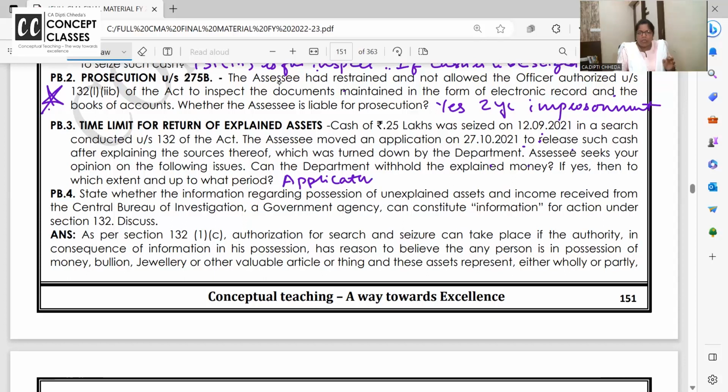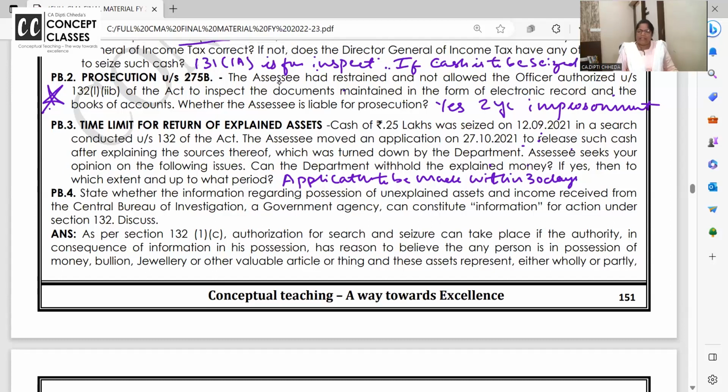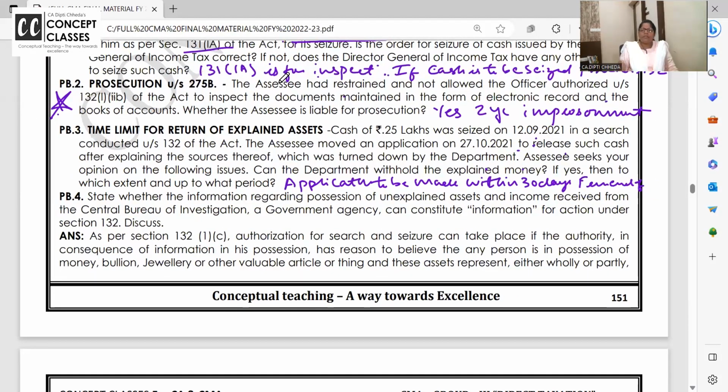Application, likho please. I want you all to write the answer. Application to be made within 30 days from end of month. मतलब 30 सितंबर से 30 डेज के अंदर एप्लीकेशन करना था. किसको? डिपार्टमेंट को कि एक्सप्लेन्ड असेट्स, सॉरी एसएससी को, कि हमको एक्सप्लेन्ड है ये वे है, हमने अक्वायर किया, हमारा ये एसेट फ्री कर दो.